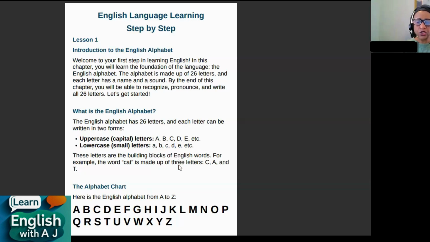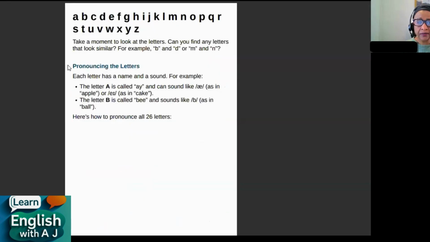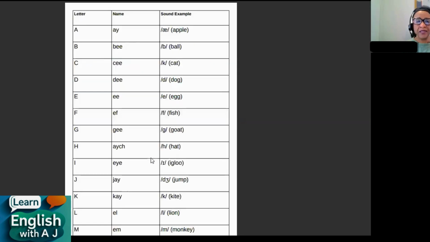The alphabet chart, here it is. These are the capital letters, all 26, in the English alphabet. These are the lowercase letters, all 26 in the English alphabet. Now, let's look at the letter and the name.